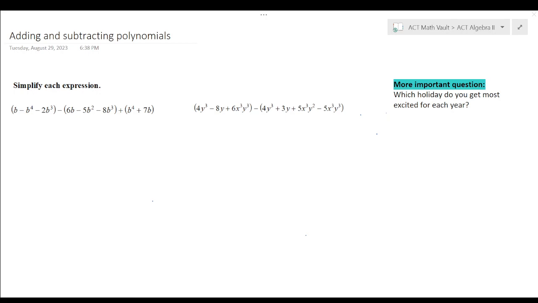Here are the two problems that we'll do, and to make sure we don't take ourselves too seriously, let's think about the fun question. Which holiday do you get most excited for each year?